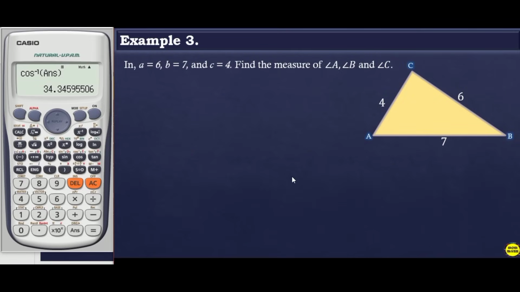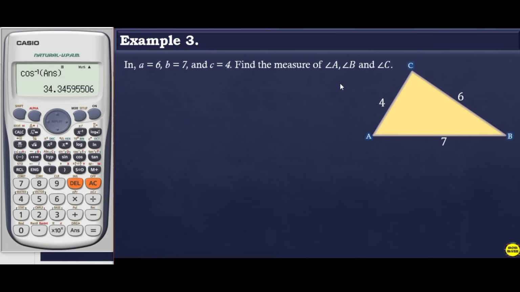So, in this case, ito naman po ay SSS. So, yung first two examples natin ay SAS. So, dito naman, tatlong sides po natin ang given. Now, kapag 3 sides po ang given natin, ang pinapahanap po ay yung measure ng tatlong angles.